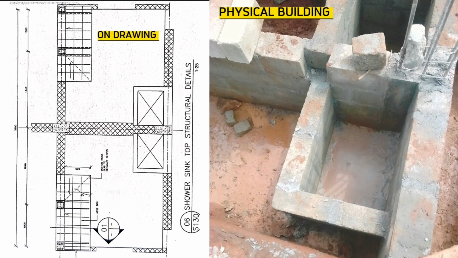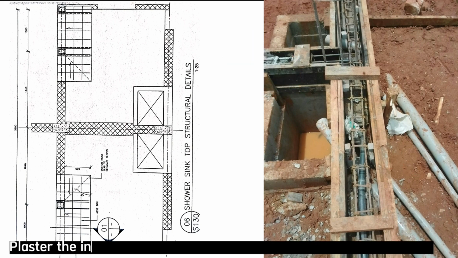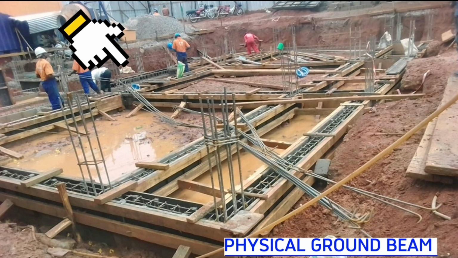Cast concrete for the ground beam and do not cast concrete around here on top of this shower sink area. It remains with block work or brickwork with no beam on top like this. Even physically on ground, there is no beam on top here. Drainage pipes will feed here, plaster its inside surface properly and apply bituminous-based waterproofing paint. This is the plan on the drawing for the ground beam, and this is our final product.